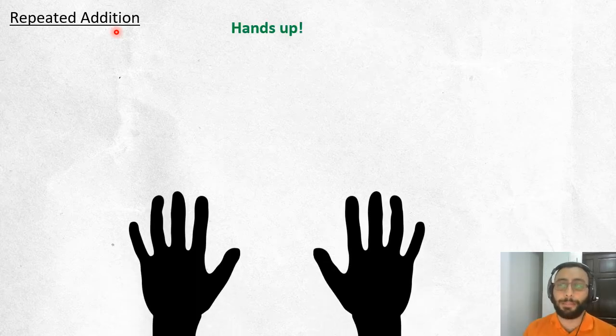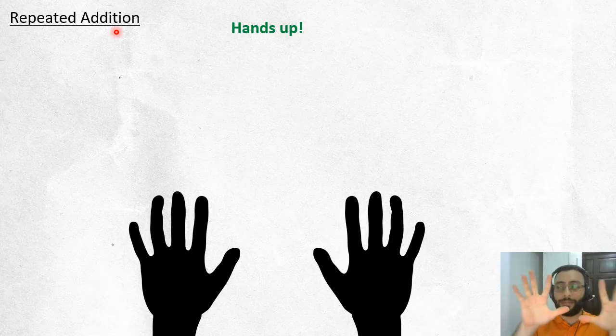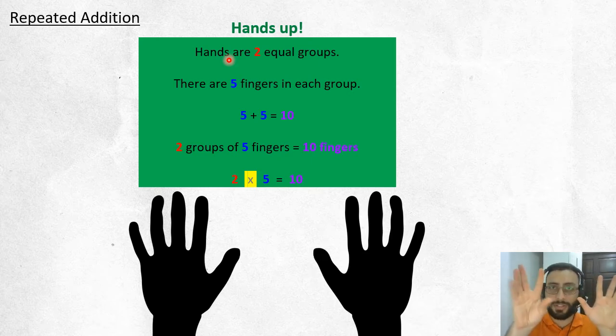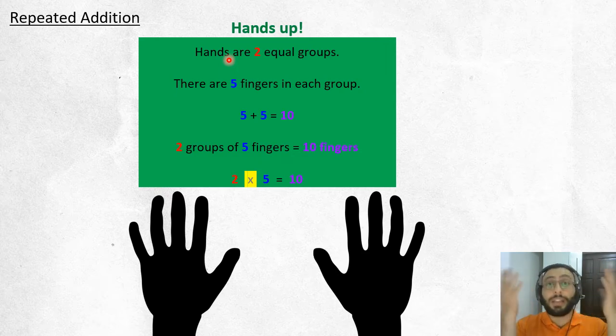Let me show you an example. Put your hands up like this. Now, our hands are two equal groups. So we have one group, which is a hand, and another group, which is another hand. And in each hand, there are 5 fingers. So I have 5 fingers in one hand and 5 fingers in another hand. So in addition, we say 5 plus 5, which equals 10.